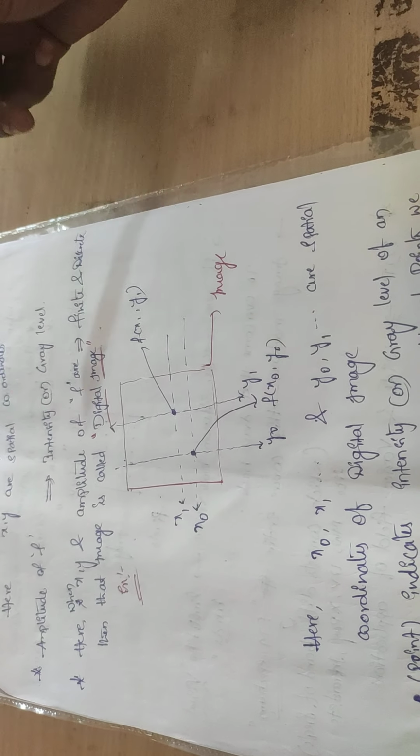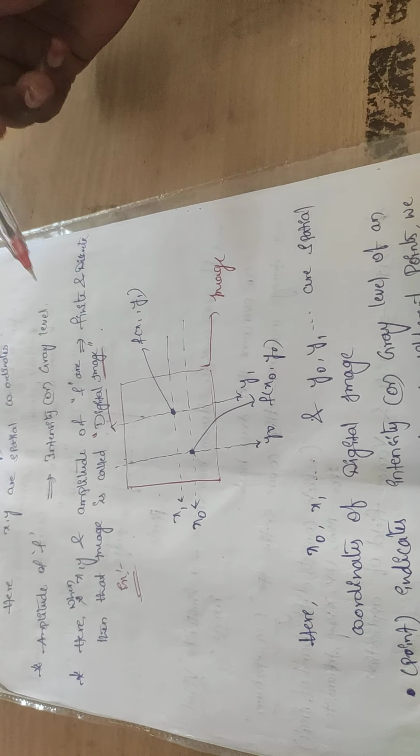Now we will see the digital image processing fundamentals. Generally, an image can be defined as a 2-dimensional function f of x comma y. Here x comma y are spatial coordinates, and the amplitude of f is called the intensity or gray level of the image. When x, y and the amplitude of this function are finite and discrete, then we call that image a digital image. Have a look at this picture.